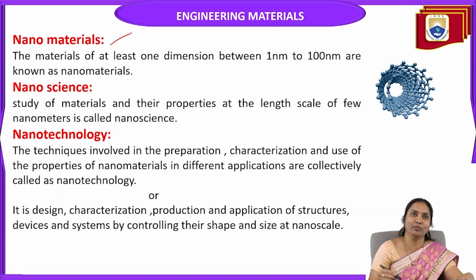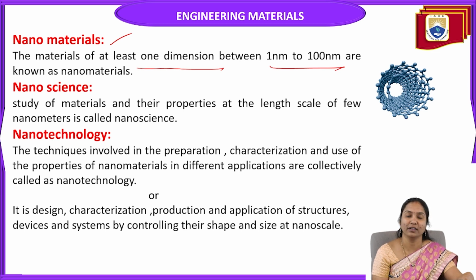So what is nanomaterial? Just now we discussed already. The materials of at least one dimension between 1 nanometer to 100 nanometers are known as nanomaterials. The particles of nanoparticle size, between 1 nanometer to 100 nanometers, are called nanomaterials. They are very small materials and play an important role in growing technology.